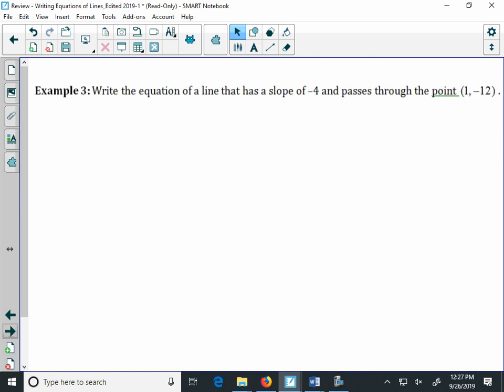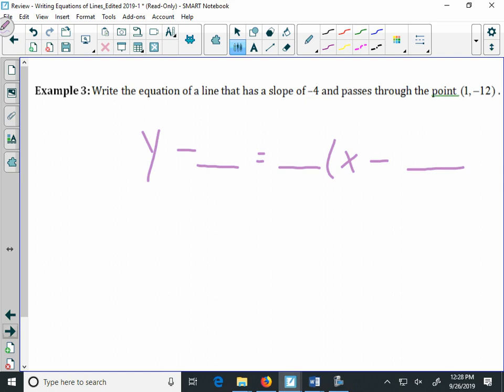When we write the equation of a line, I fill in my skeleton. y minus something equals something times x minus something. How are we going to fill this in? What's going to go in the blank in front of the parentheses? What's our slope? It's negative 4. This is x, first in the point, y second in the point. So I put my 12, or my negative 12, goes there. My positive 1 goes here. y goes with y, x goes with x.